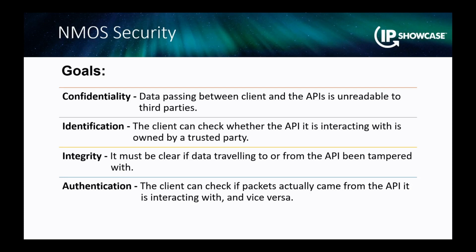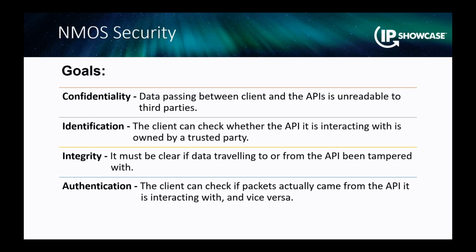Okay, let's talk a little bit about security. As you move to IP, that's always the first thing that an end customer starts to worry about. How do I protect my content? How do I protect my distribution system from bad actors that are trying to do things I don't want them to do? So the NMOS security group came up with a bunch of goals, talking to a lot of end users: what are you looking for? What are the things that are important?